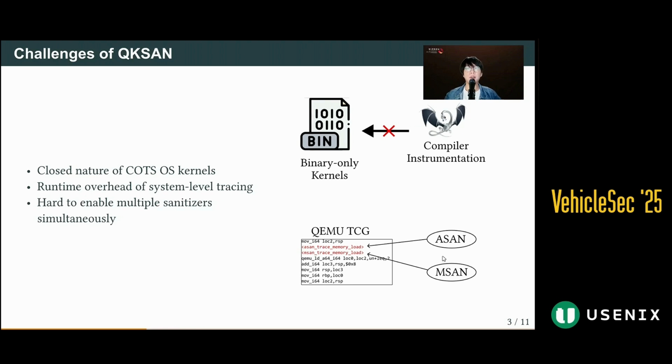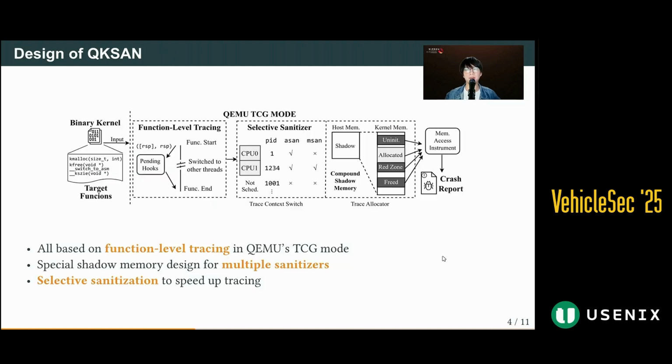So, what are the challenges in building QKSAN? First, due to the closed ecosystem of in-vehicle kernels, we cannot obtain the source code. Therefore, compile-time instrumentation-based technologies such as ASAN and KASAN are infeasible. Then we may consider using a hypervisor-based method like QEMU for instrumentation. However, for system-level software, such an approach often introduces significant performance overhead. Furthermore, existing sanitizer implementations do not support enabling both ASAN and MSAN simultaneously.